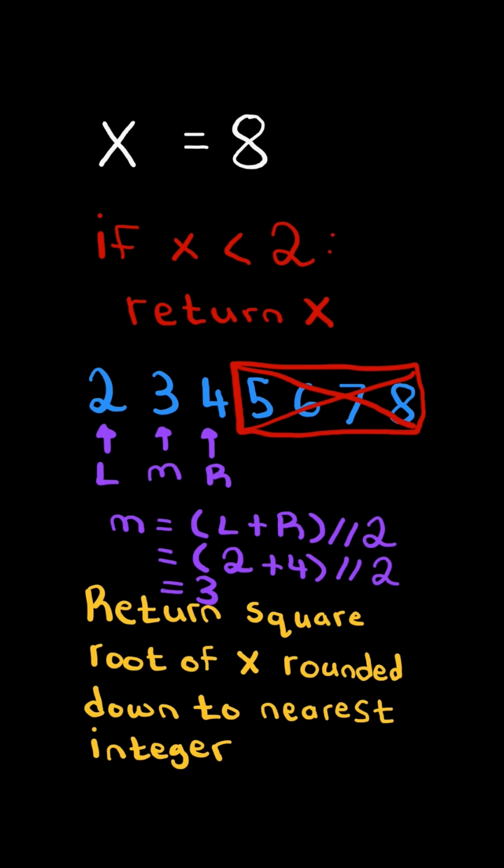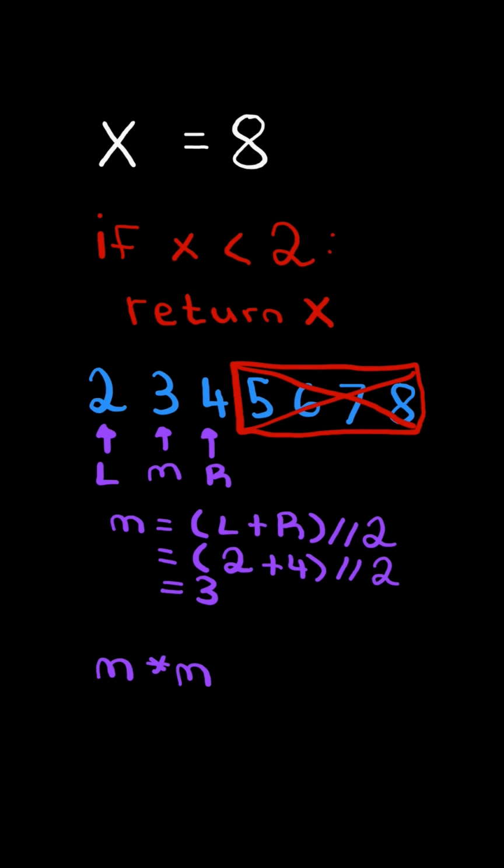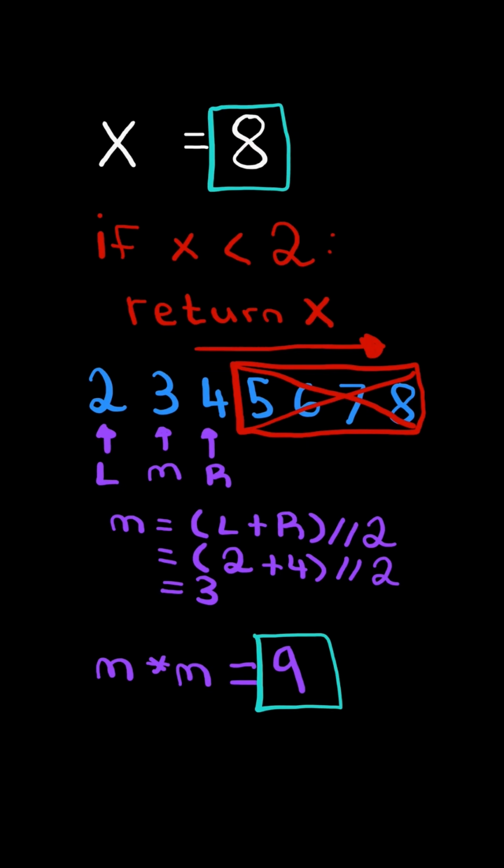In this case, mid points to 3. We then multiply mid times mid, and in this case, 3 times 3 gives us 9. Since 9 is greater than 8, we know the square root cannot appear to the right of mid. So we decrement R to mid minus 1.